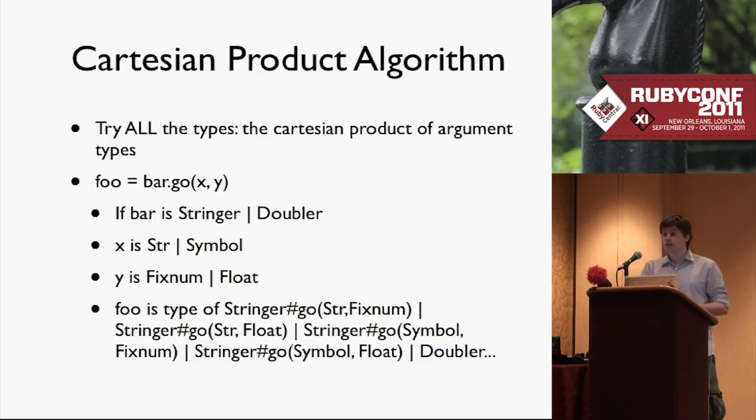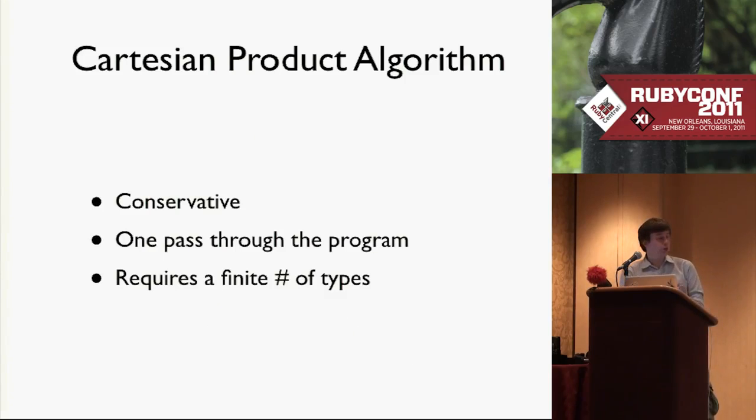Now, if one of these raises, its type is empty, so that handles that case silently, and you just end up with all the possible actual return types. This is really nice because, for one, it's conservative. It is going to get every possible type. It may get some extras that aren't in the real program, but it will get all of the correct ones. It only requires one pass through the program.